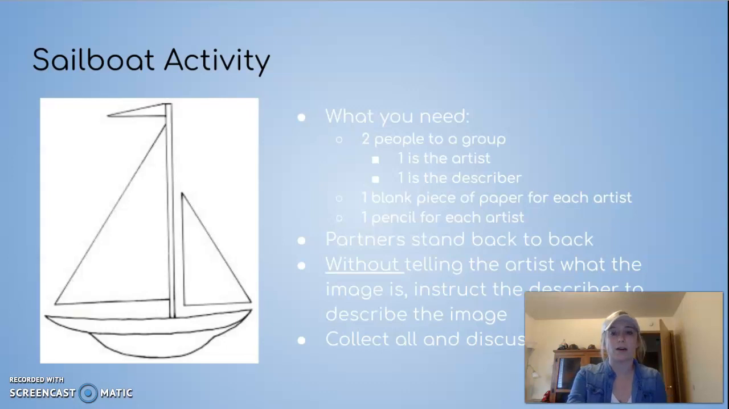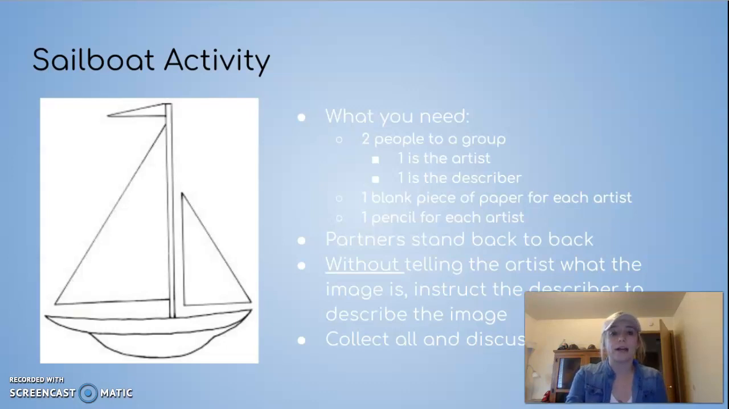I recommend the artist using a clipboard since they are going to be standing, and make sure that you emphasize the fact that the describer is not allowed to just say, oh, you're drawing a sailboat. This is what we're going to draw today. They have to describe the image without giving away what the actual image is to the artist. So definitely make sure that that point is clear, because that would basically ruin the point of the description.